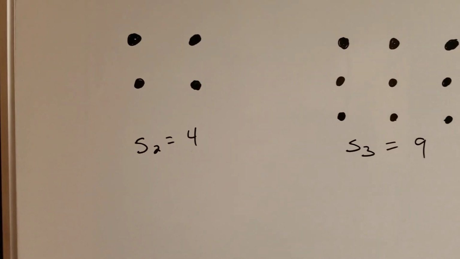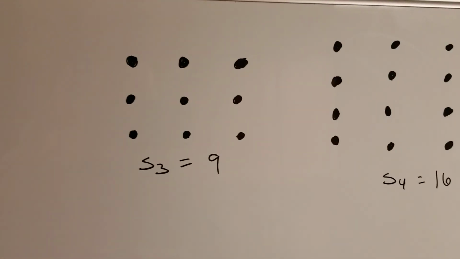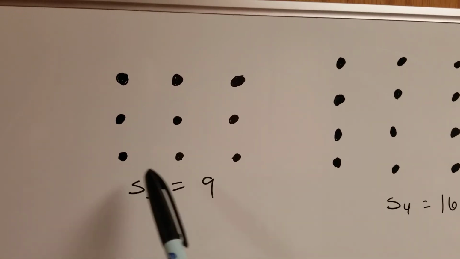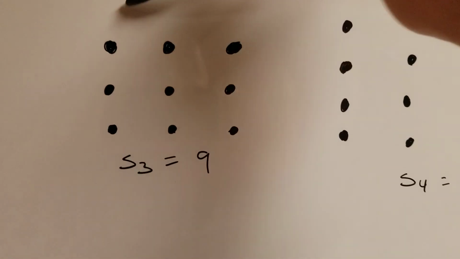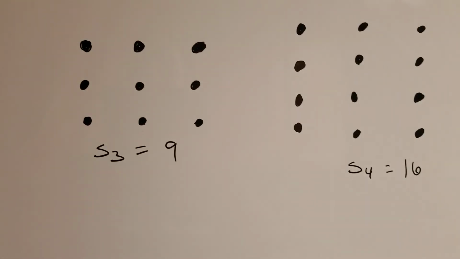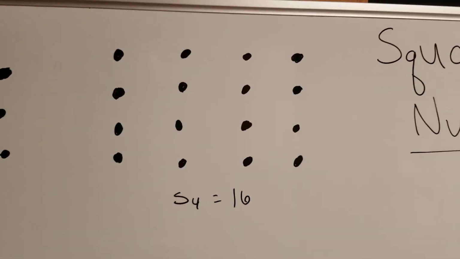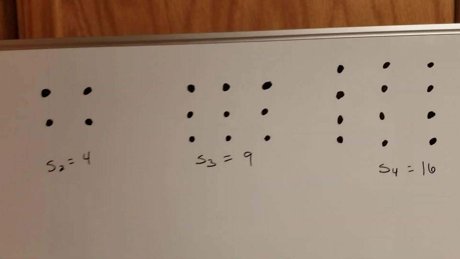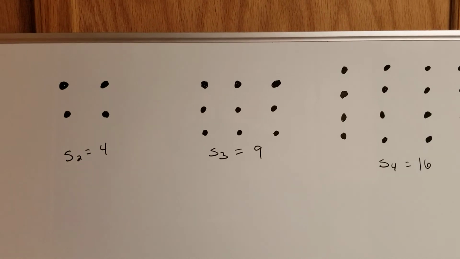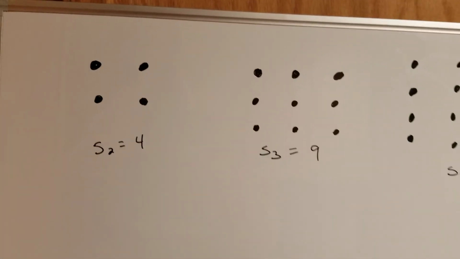Obviously I want to test and make sure that expression holds for the other diagrams. And sure enough, it does. This 3 represents the number of rows, or the number of columns. 3 rows, 3 columns, and we've got a total of 9 dots. And of course, same with our third diagram, S4. Okay, cool. So we've figured out how these expressions describe the diagrams that we're looking at.